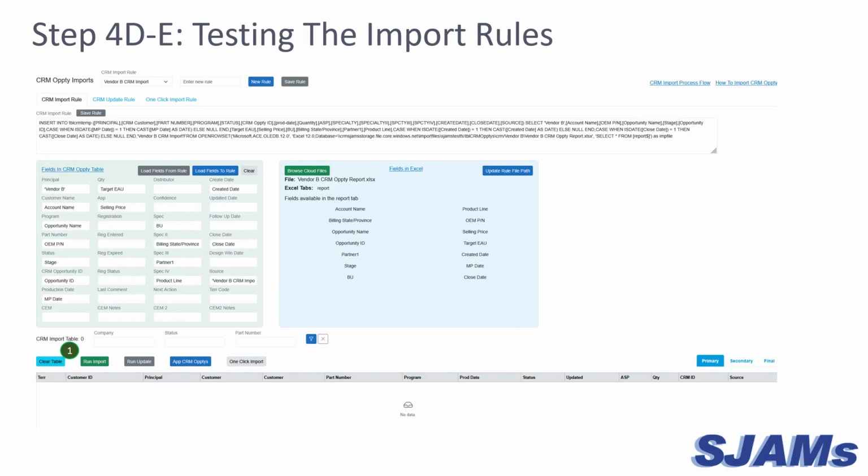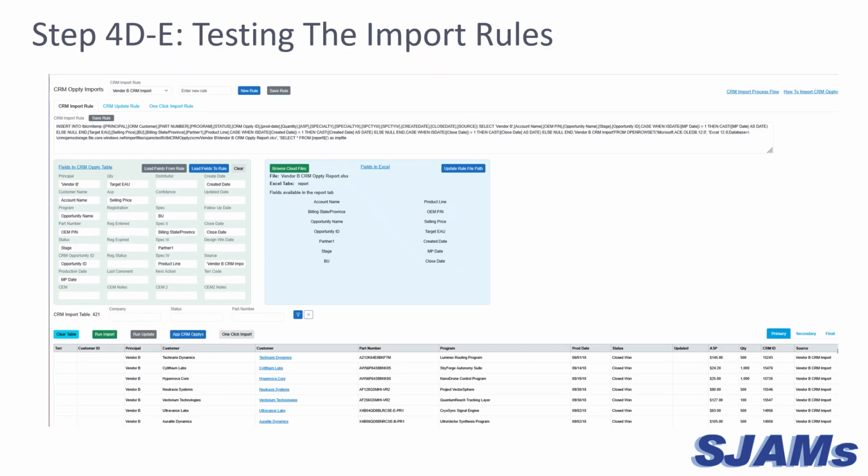Figure 1. With your import rule properly configured, you're ready to execute the data import. Click the Run Import button to begin the process. If the rule is written correctly and the file path is accessible, the system will extract data from your CRM opportunity file and insert it into the CRM import table. This temporary staging table allows for data review and updates before final integration.